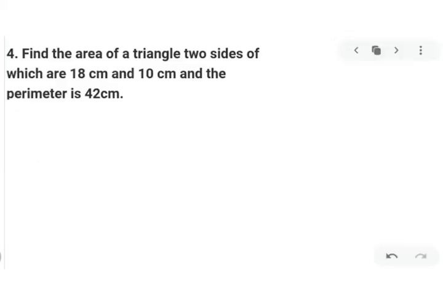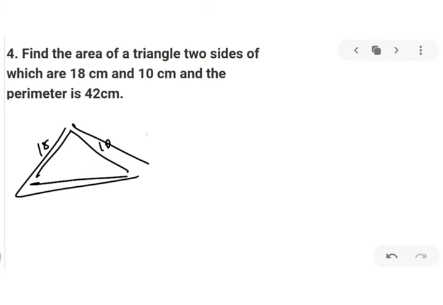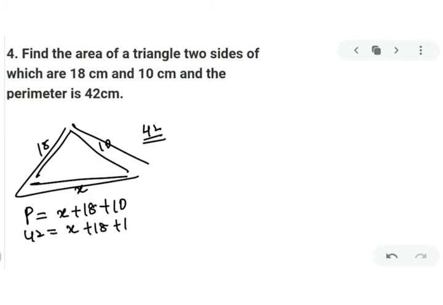Now next we have to find the area of a triangle, two sides of which are 18 and 10, and the perimeter, that is the addition of all sides, is given as 42. So naturally, if I take the third side as x, the perimeter is the addition of all sides, so I am adding all sides, and the perimeter is given as 42: x plus 18 plus 10. From there I'll get the value of x, and x will be 14. Am I correct with this?